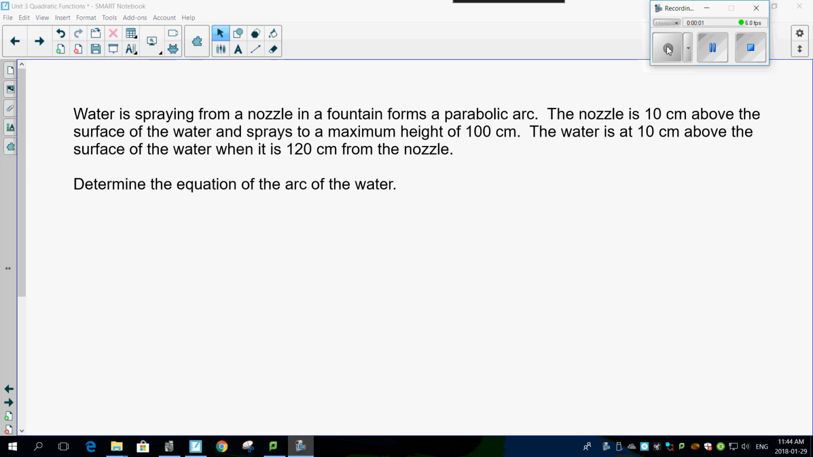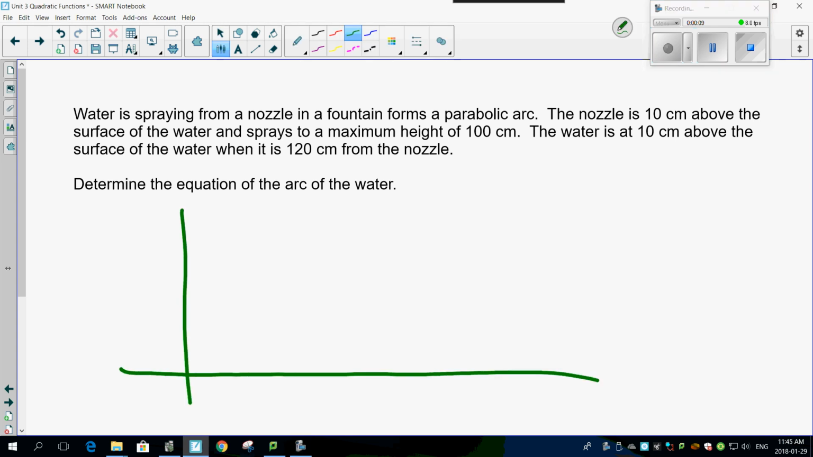Another practical application question. It says the water spraying from a nozzle of a fountain forms a parabolic arch. And it's really cool. If you ever have a chance, go onto YouTube and look at the Bellagio Hotel fountain. I guarantee you it'll blow you away. It's amazing. But anyways, the water is spraying from a nozzle that forms a parabolic arch.